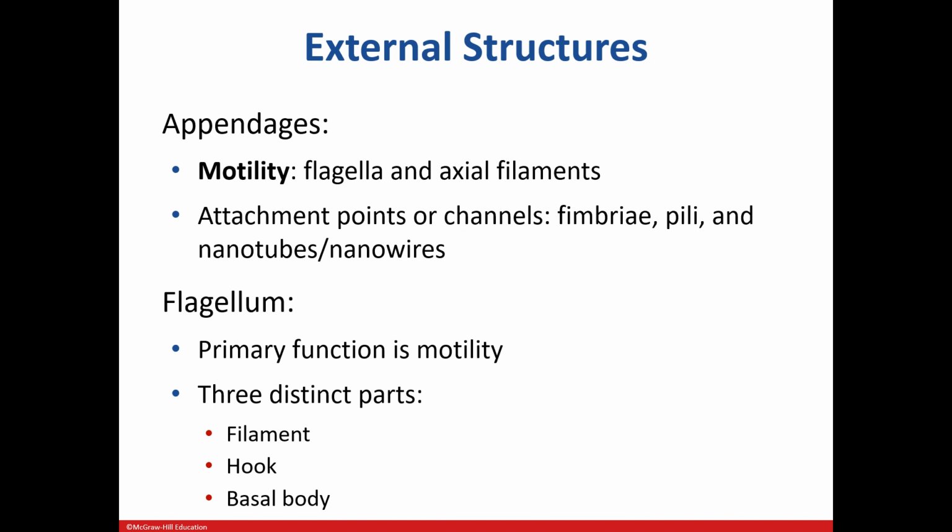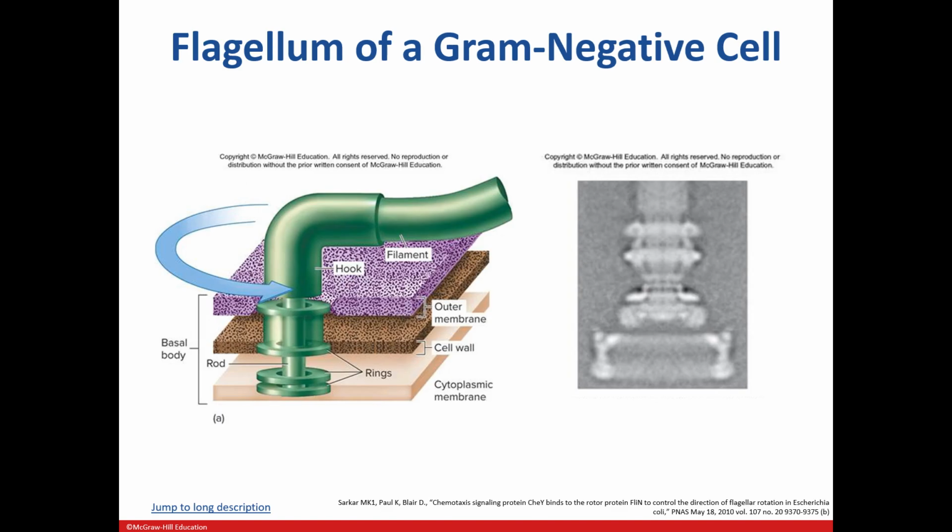There are three major components of the flagellum, including the filament, hook, and basal body. In a gram-negative bacterium, the basal body spans across the cell membrane, cell wall, and the outer membrane. The hook, along with the basal body, helps to support the filament, which is used for motility.